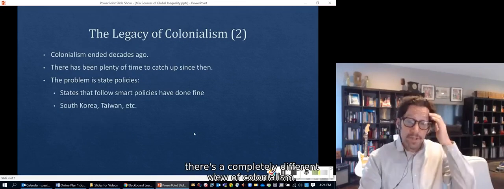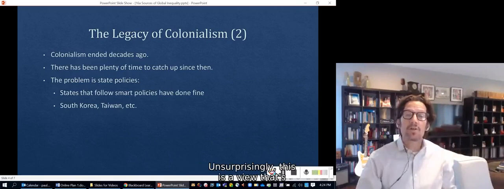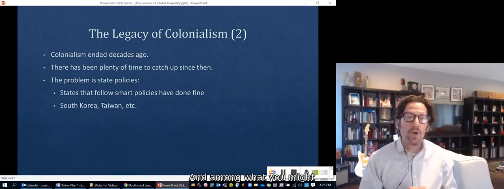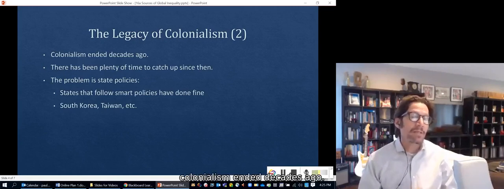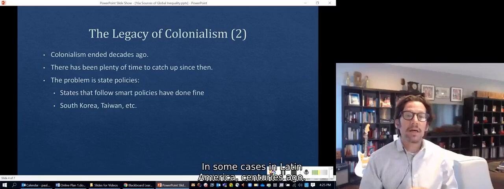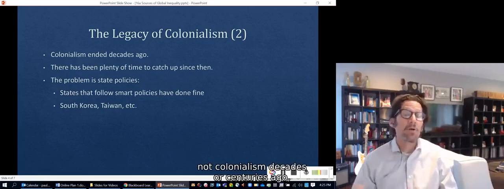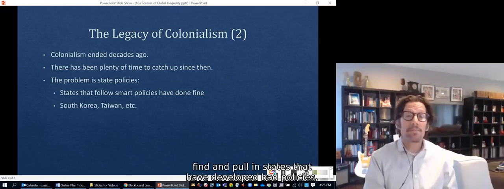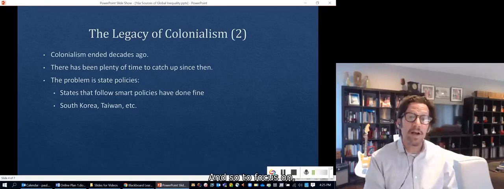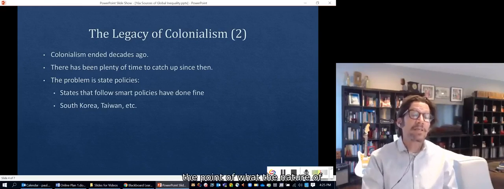There's a completely different view of colonialism. Unsurprisingly, this is a view that's probably more prominent in the North and in wealthy countries, and among what you might call mainstream contemporary economists. The argument here is that colonialism ended decades ago, in some cases in Latin America centuries ago, and that there's been plenty of time to catch up since then. The problem from this perspective is not colonialism decades or centuries ago, but the policies that have been adopted since then. The states that have adopted smart policies have done fine, and states that have adopted bad policies have not. So to focus on something that happened many years ago is really missing the point of the nature of the problem.